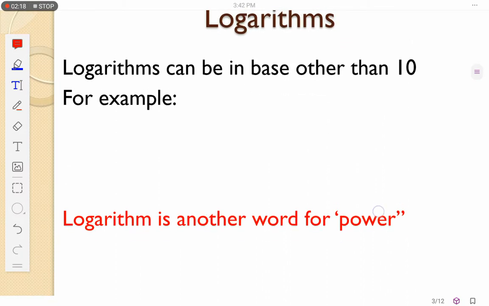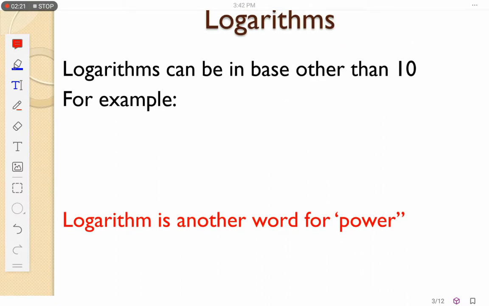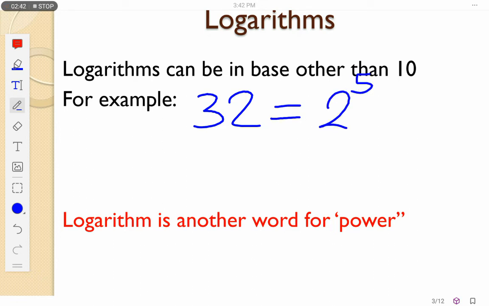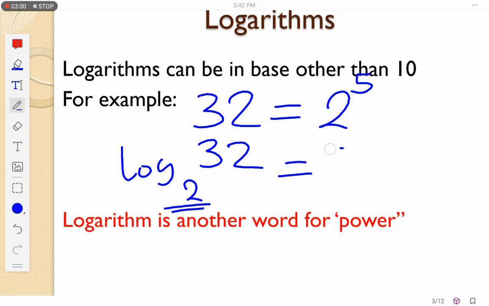Now, looking at logarithms, they can be in bases other than 10. We have looked at a base of 10, but we can also have logarithms with other bases. For example, I can have 32, which is equal to 2 to the power of 5. Remember the importance of the power there. If we want to write it in terms of logarithms, this is log 32 base 2, this is the base, equal to 5, like that.